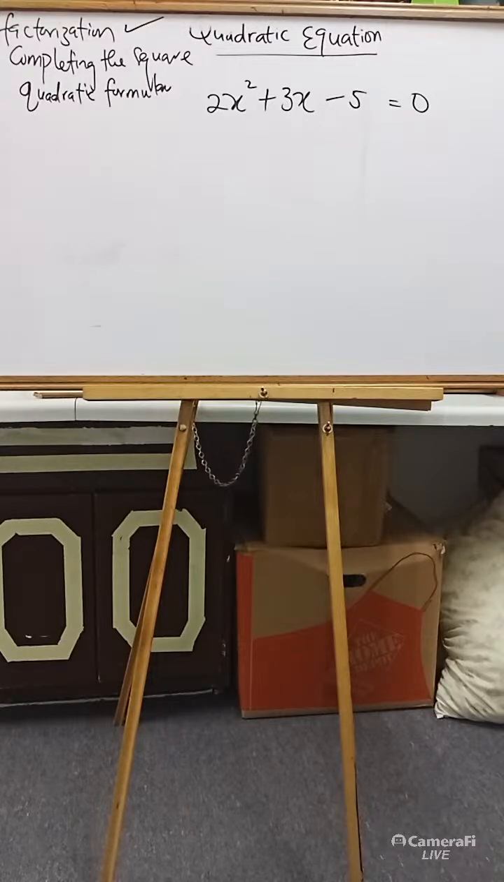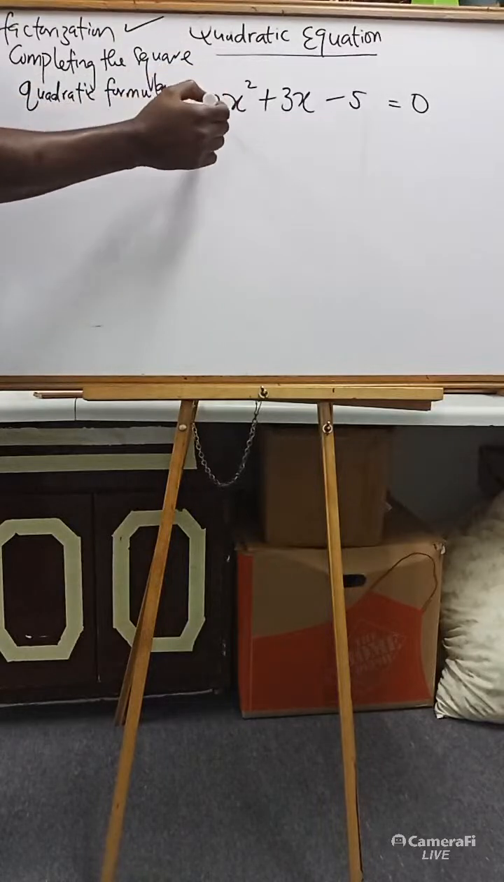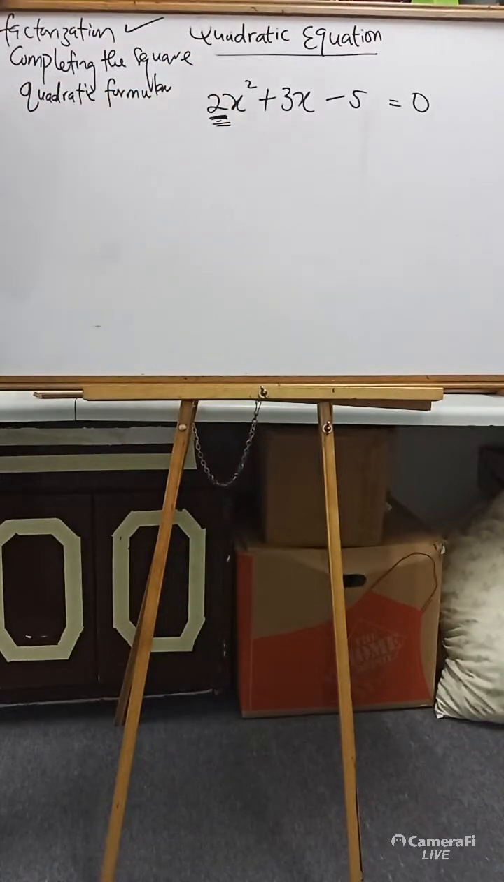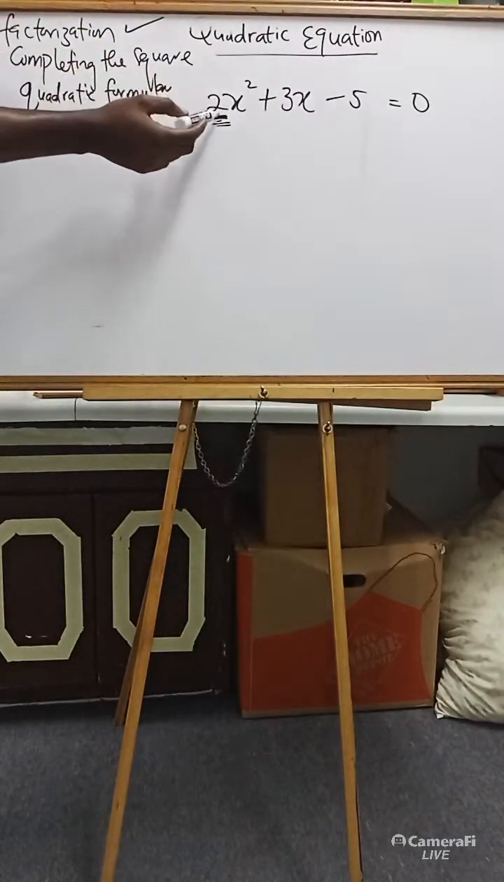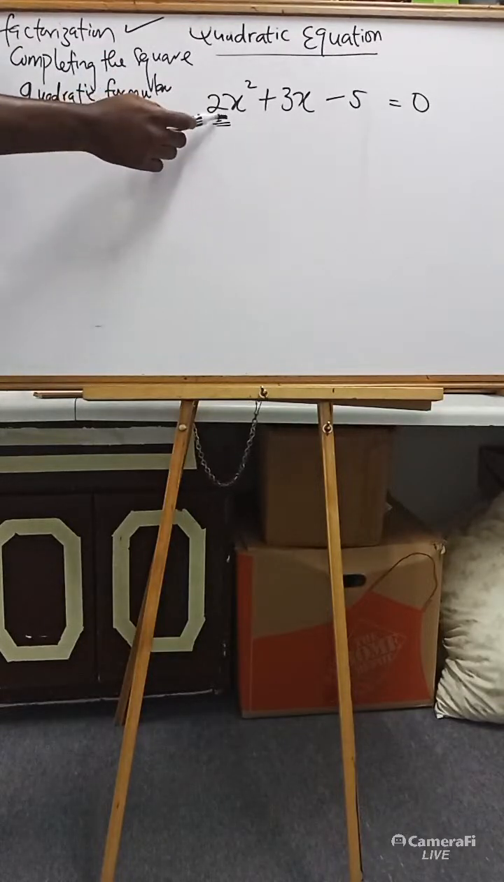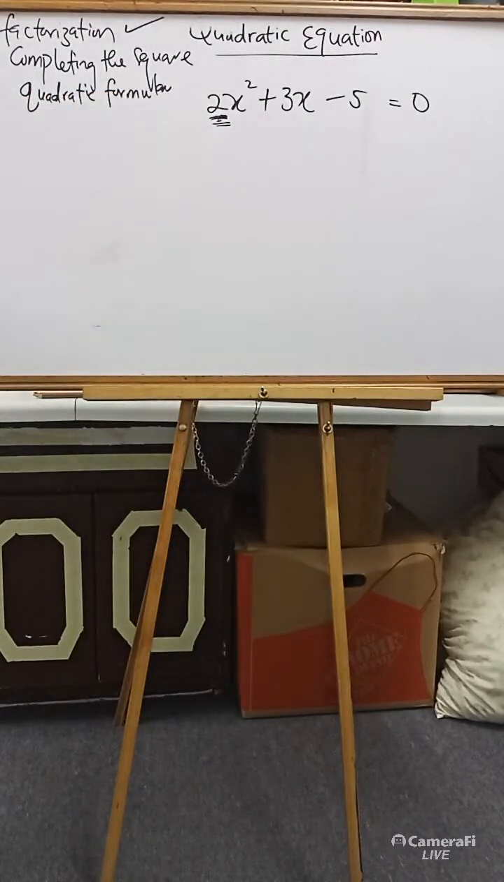Now, doing this, you will see that there's a difference between this and the previous questions we've solved. And what is the difference? The difference is your leading coefficient. In the previous 2 examples we've solved, we don't have a leading coefficient. But in this case, we have a leading coefficient. So how do we deal with the leading coefficient? Now, it's very straightforward.